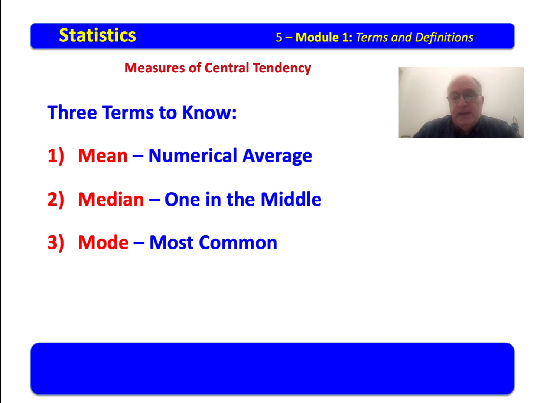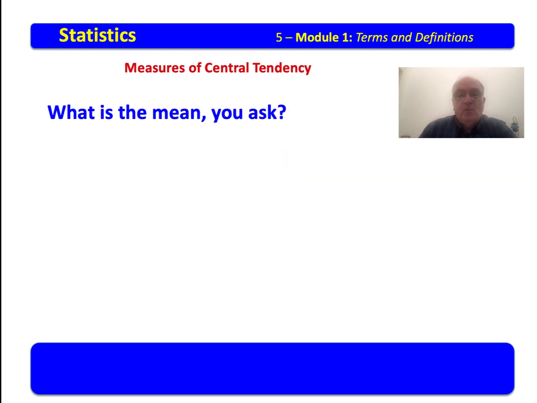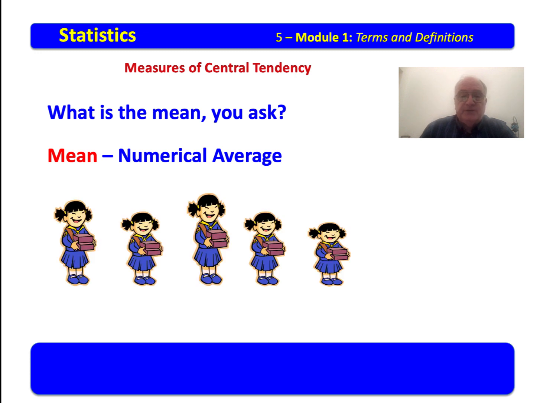It may be the median, which is the one in the middle when they are rank ordered, or it may be the mode, which is the most common value. Let's learn these three terms and we can rock the land of nerd. What is the mean, you ask? Well, the mean is the numerical average.